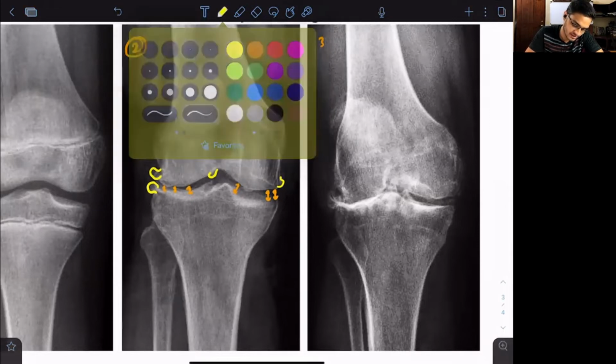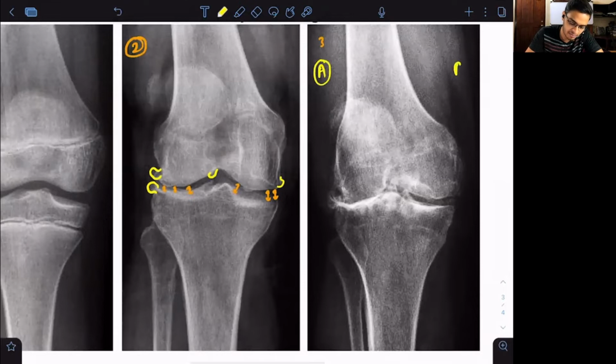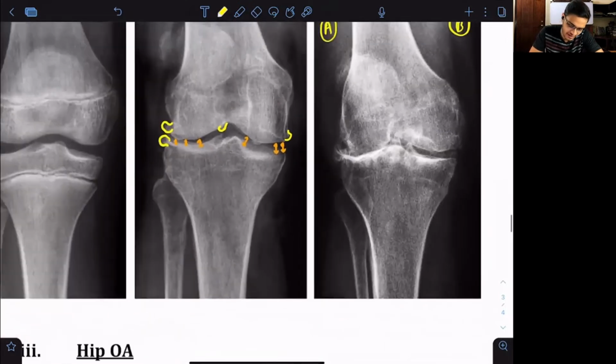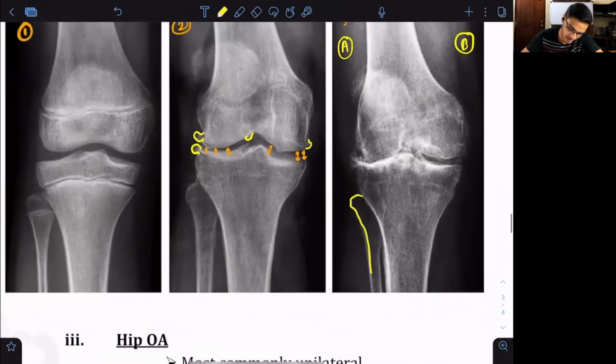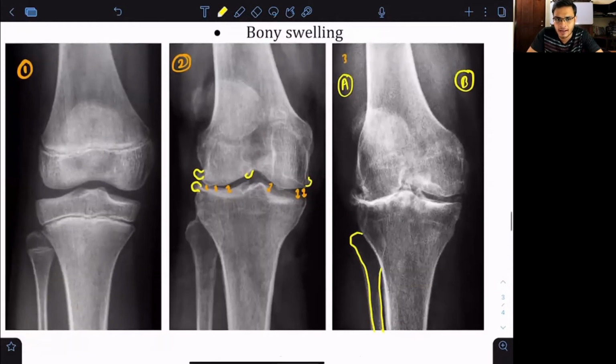If I say this is A side of the bone and this is B side of the joint, A side of the joint and B side of the joint, which one is lateral and which one is medial in this? How do we identify that? Look at this, guys. What is this bone here? This is the fibula. Fibula is located where? Laterally. Fibula is located laterally, right? So what can we see here, guys?